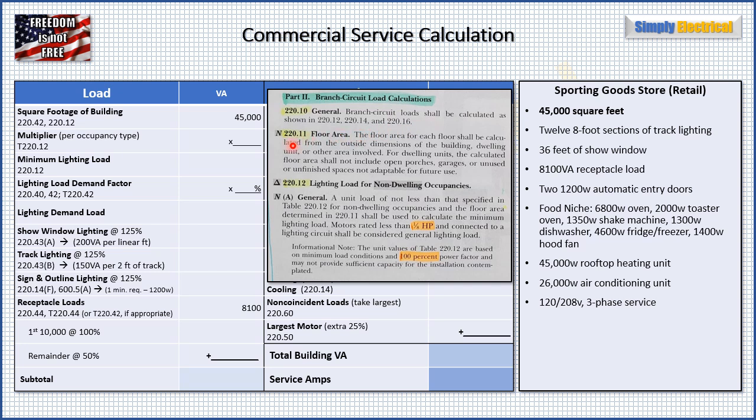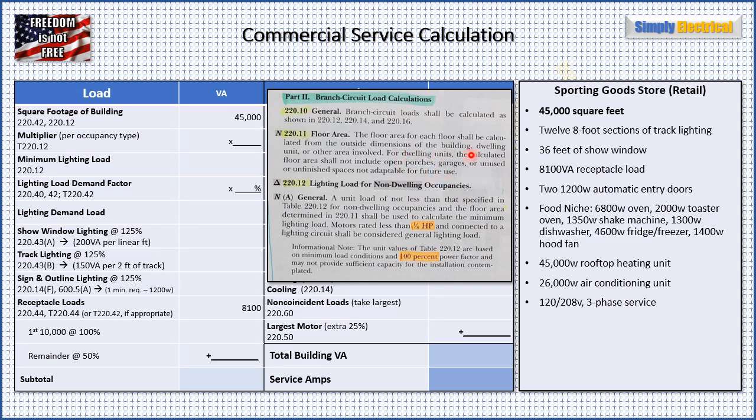We're going to start with the floor area. And so our square footage of our building, this tells us how we come about calculating that square footage. It says the floor area for each floor shall be calculated from the outside dimensions of the building, dwelling unit, or other area involved. For dwelling units, the calculated floor area should not include open porches, garages, or unused unfinished spaces not adaptable for future use. Okay, that doesn't apply to us.